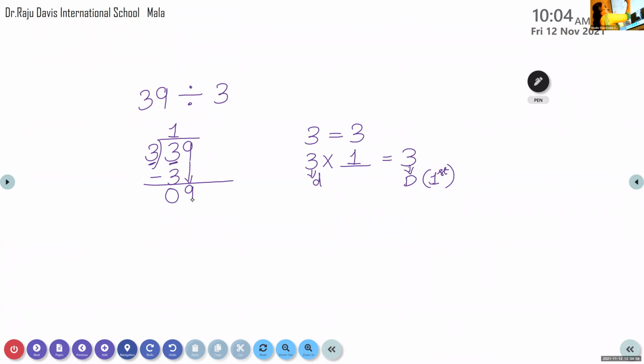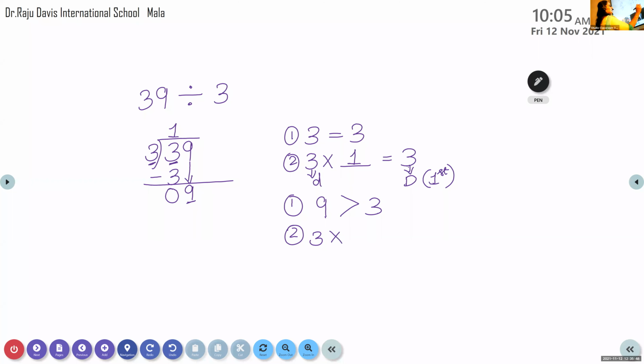Now, again, we have to start from the first step. This was the first step. This is the second. Repeat the steps. Repeat the first step again with this 9. 9 and 3, divisor and dividend. 9 is greater than 3, isn't it? If it is lesser than, then you have to put a 0 and nothing has to be done. If it is greater or equal to, you have to solve it. Now this one is greater. 9 is greater than 3, and 9 comes in the table of 3. So again, you have to repeat the second step.